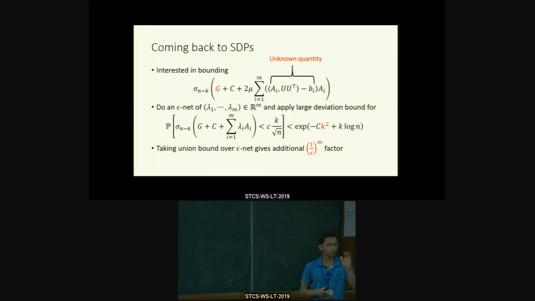No, the threshold will also slightly change. When you do an epsilon net and then you extend it to the entire space, it will also change the threshold.